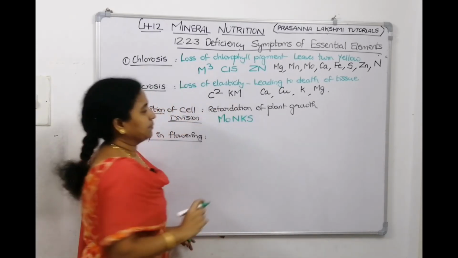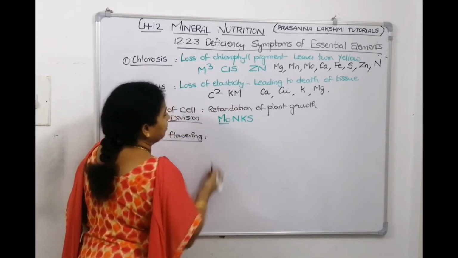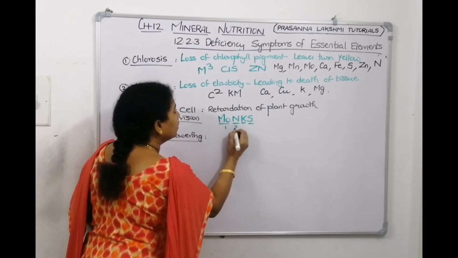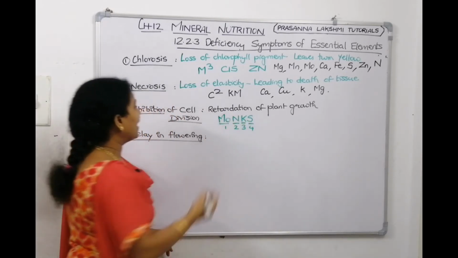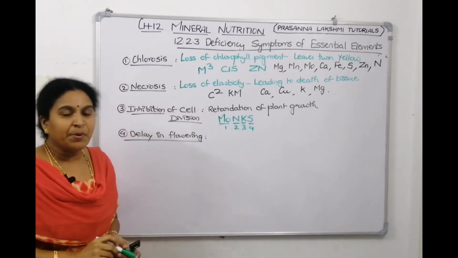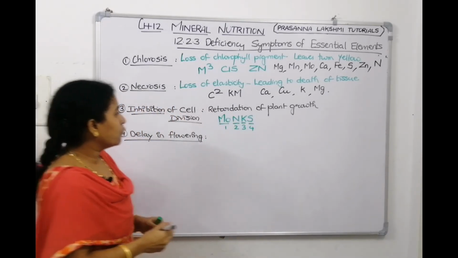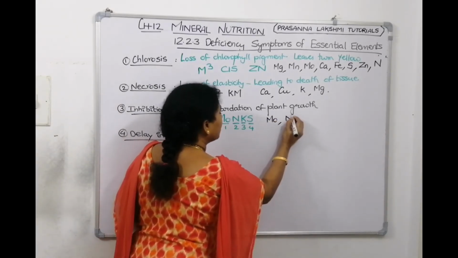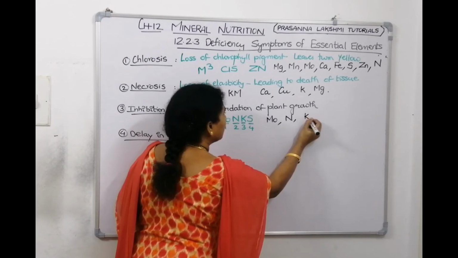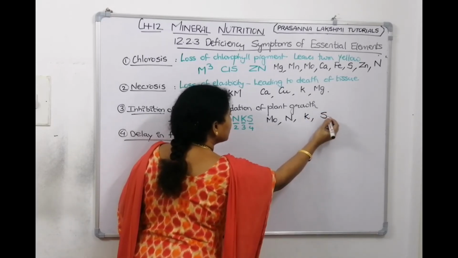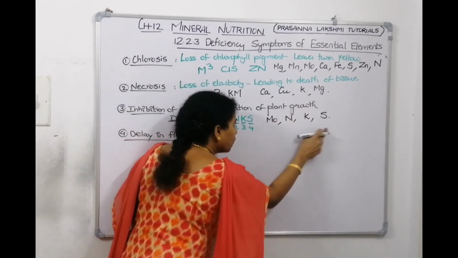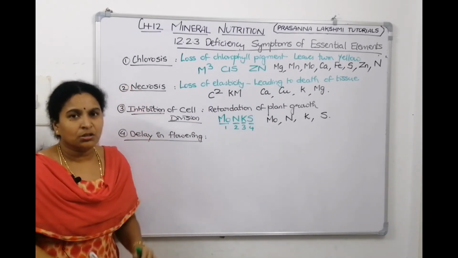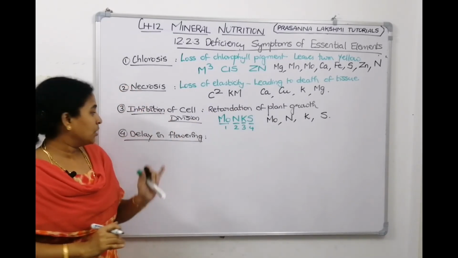MONKS. Molybdenum, nitrogen, potassium, sulfur. So, these 4 elements will cause inhibition of cell division. What are those 4 elements? Mo for molybdenum, N for nitrogen, K for potassium, S for sulfur. Deficiency of these 4 elements will cause retardation, inhibition of cell division.